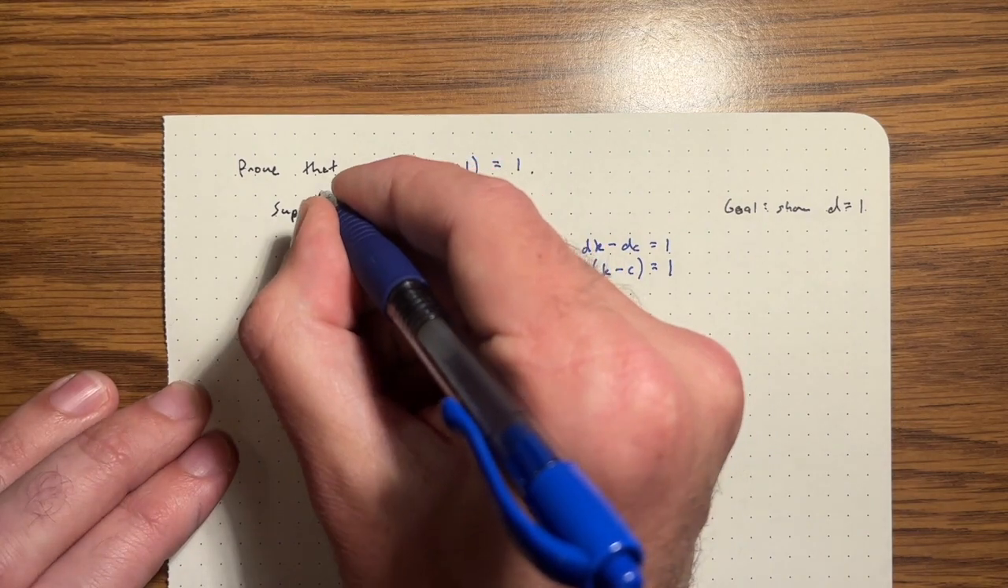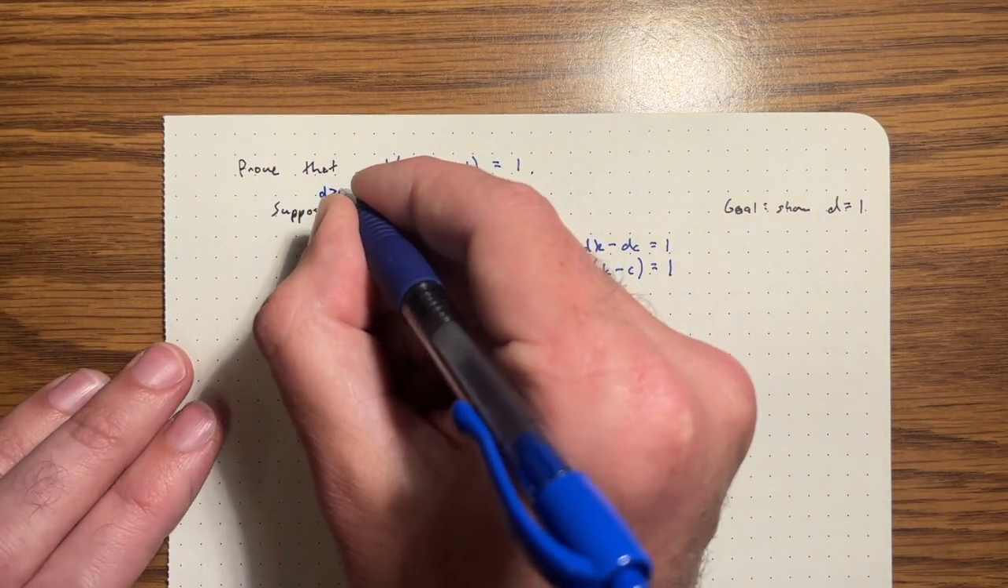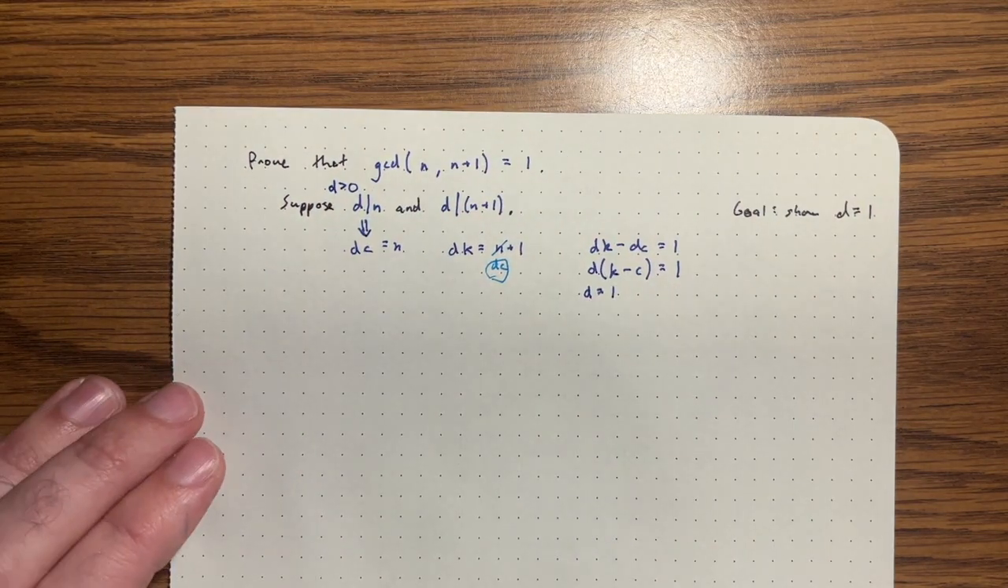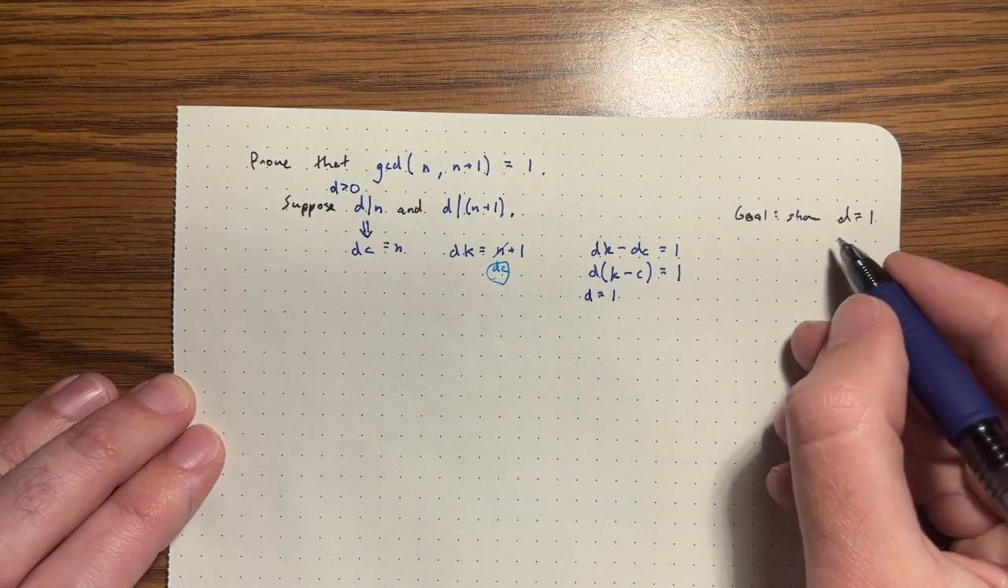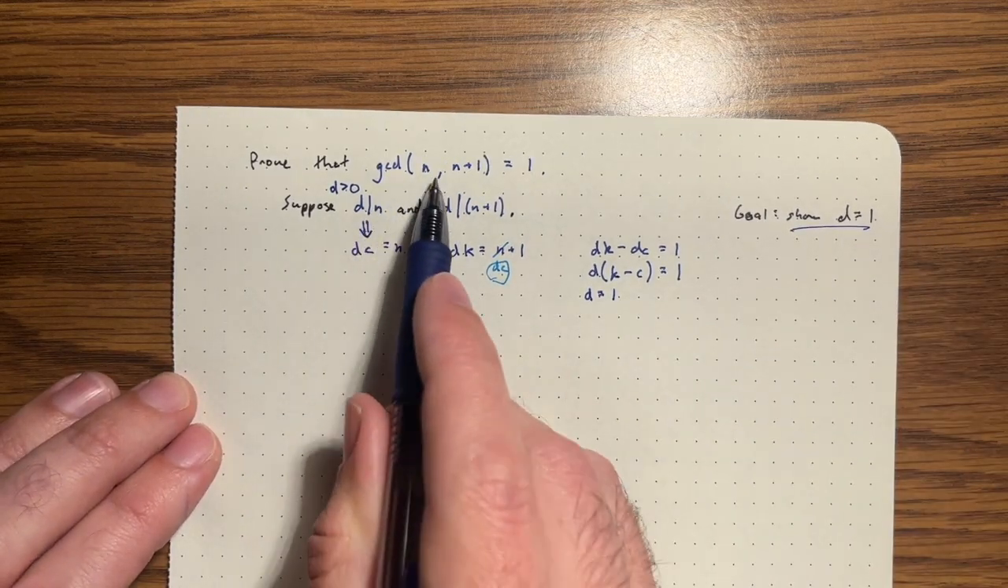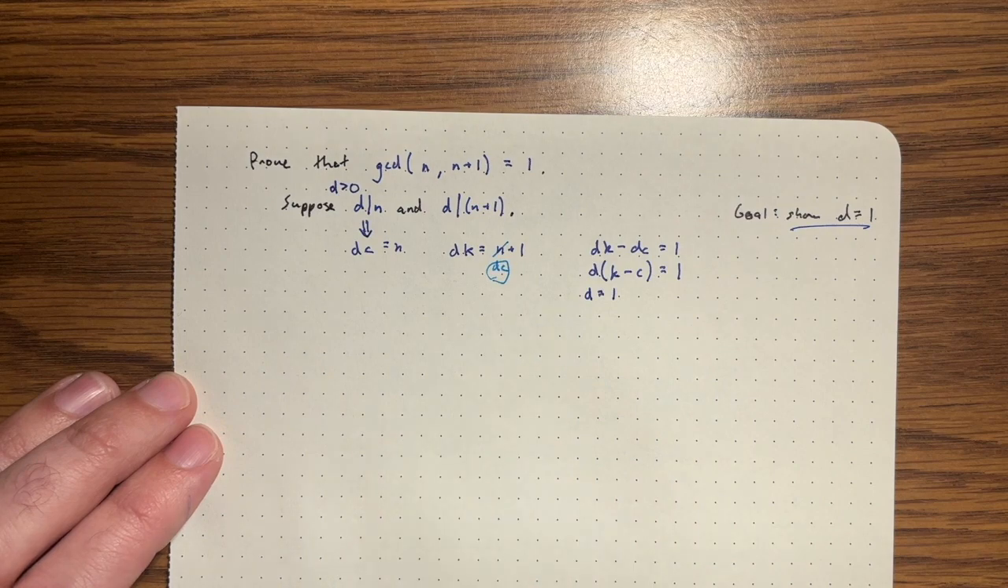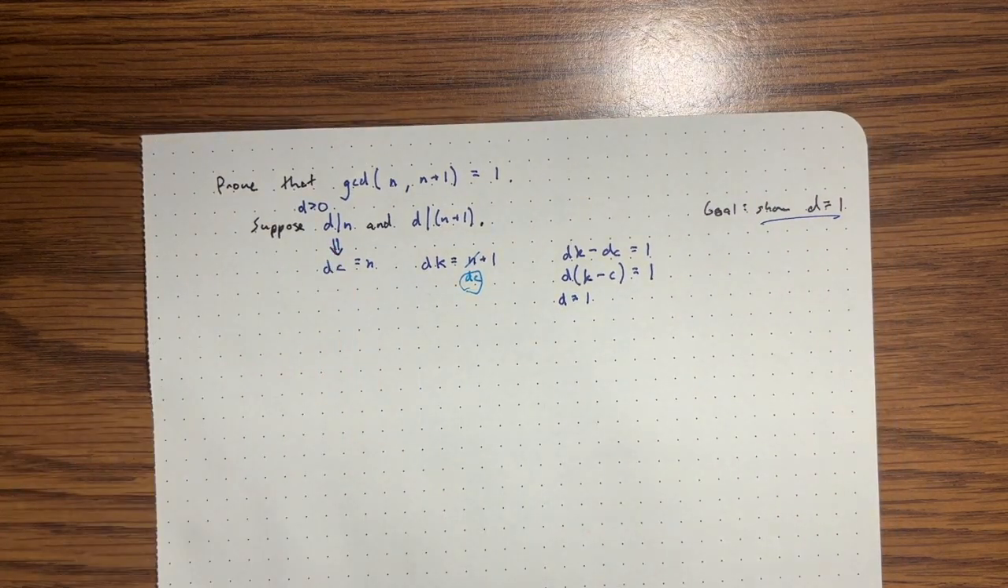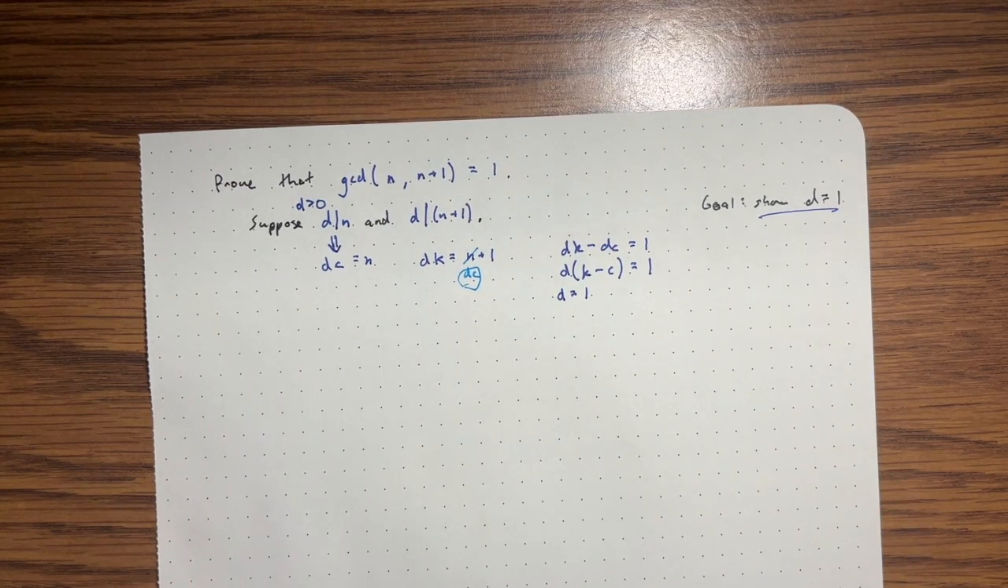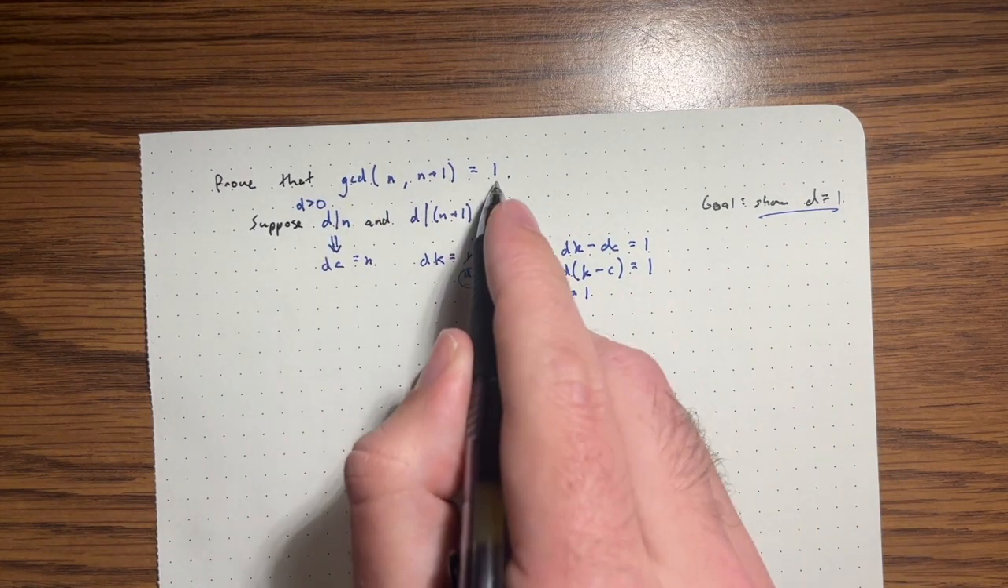We can also assume D is a positive integer. All right, so we're done. The only thing dividing both n and n plus 1 is the number 1. Okay, that's the only positive integer, at least. There's also negative 1. So we proved it. Remember, GCD is always defined to be positive.